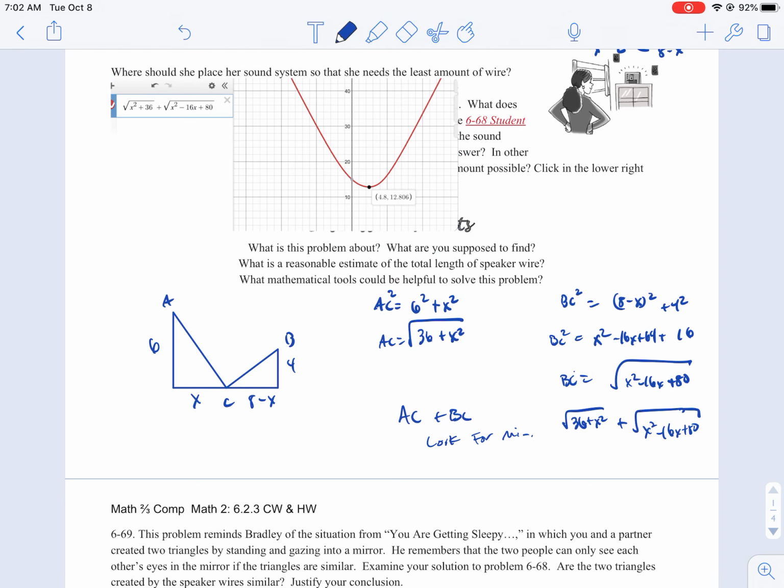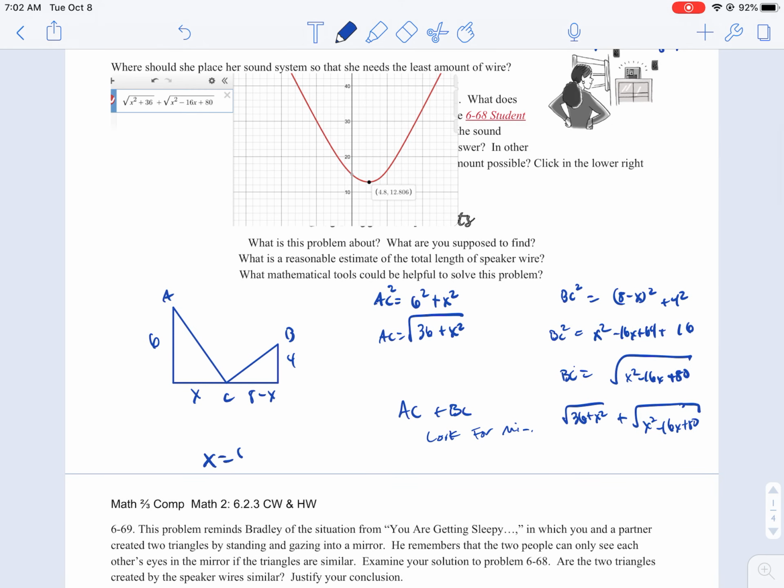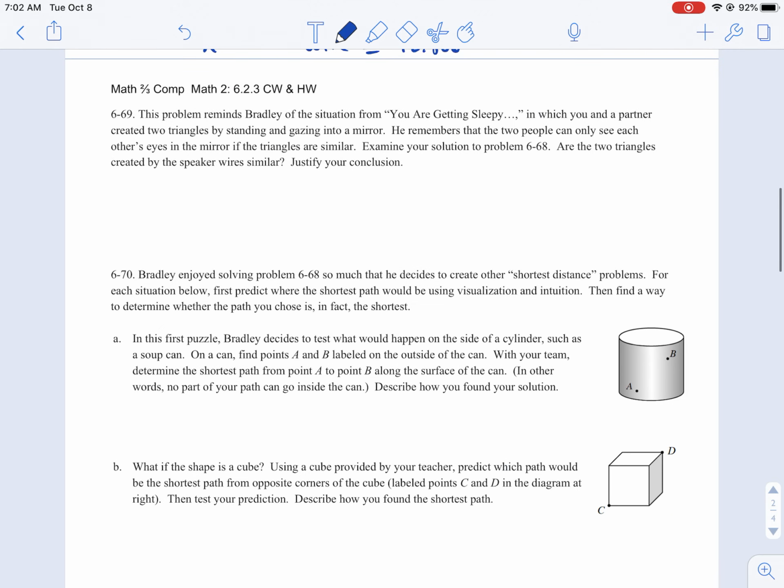So then, right there, we want X to be 4.8, and the amount of wire is equal to 12.806. I'm going to skip this one.